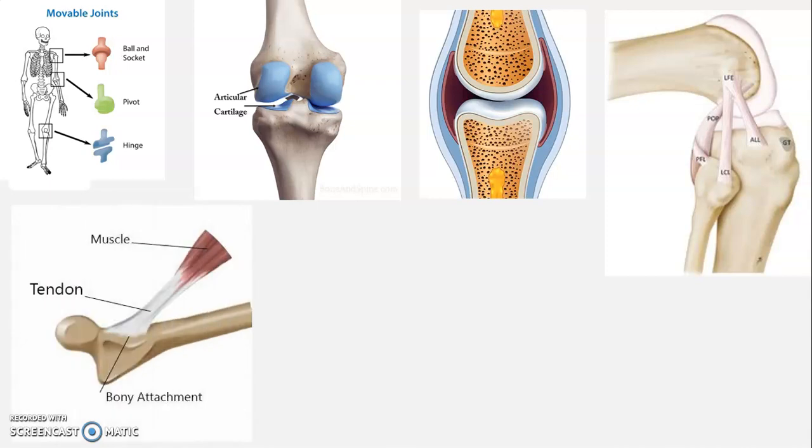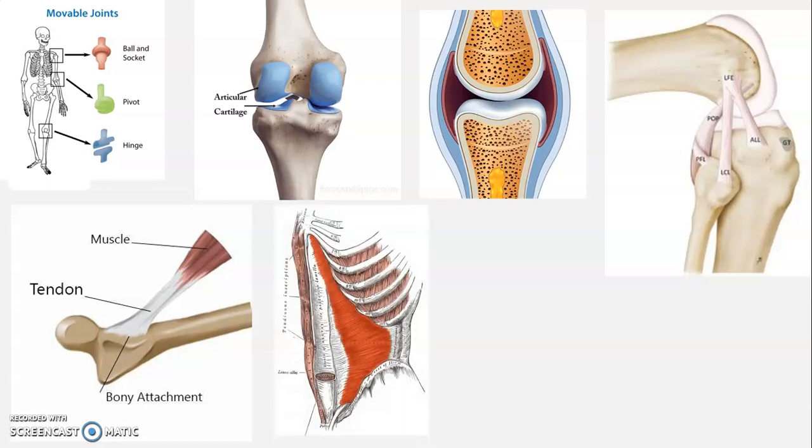Connective tissue linking the bones to muscle are called tendons, while those that join one muscle to another are called fascia. If there are movable joints, there are also immovable joints, or fixed joints. There are three kinds of immovable joint.